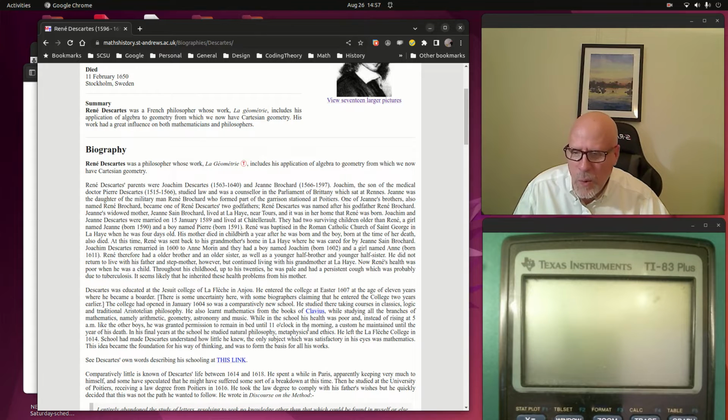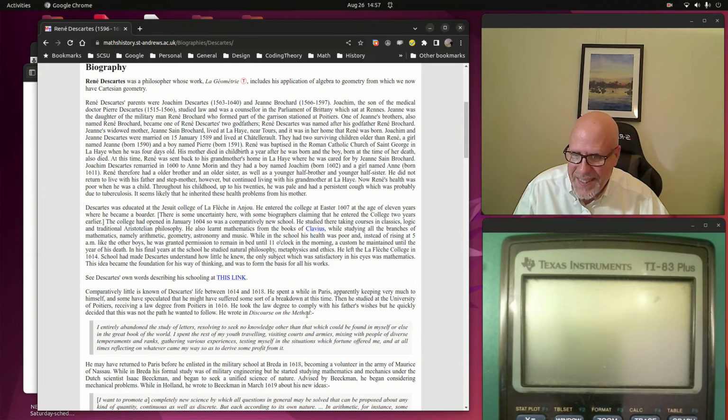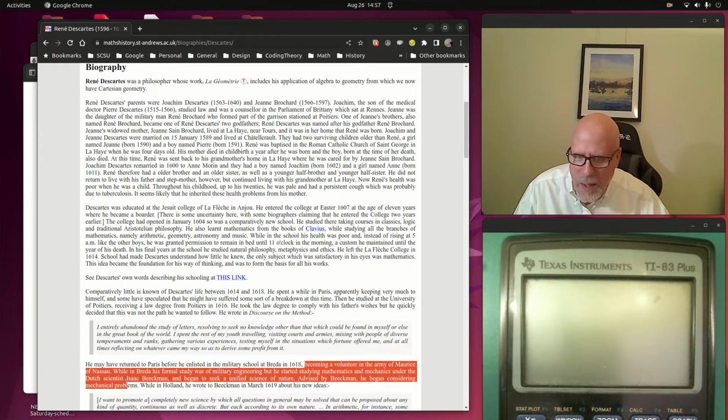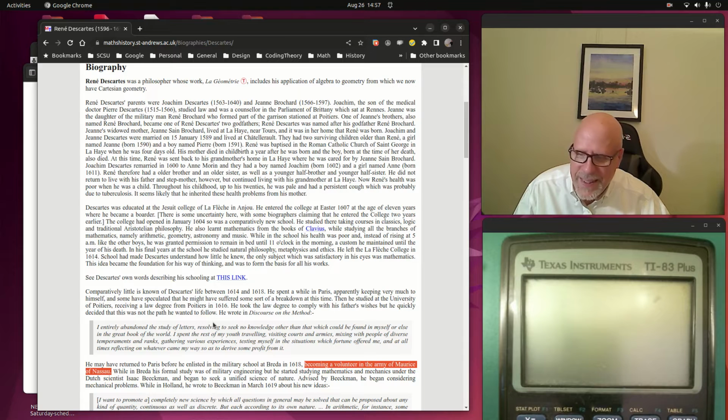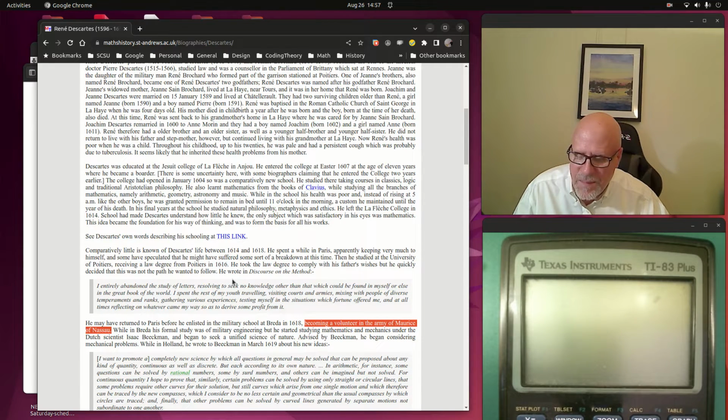Anyway, he became a soldier at one point. It mentions it here: becoming a volunteer in the army of Maurice of Nassau. Well, there's a story about when he was an older man, probably in his 50s. He was taking a boat to an island off the coast in the North Sea, and the guys who were taking him spoke a language that they thought was not going to be known to him, and they were planning to ditch him, throw him overboard, and steal all his belongings.